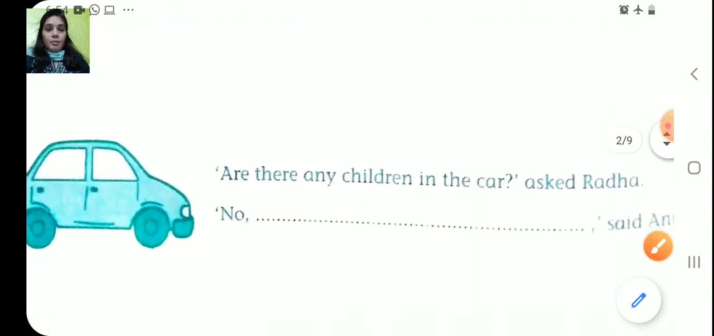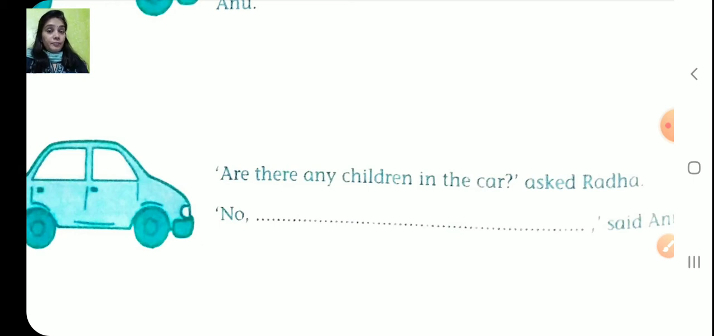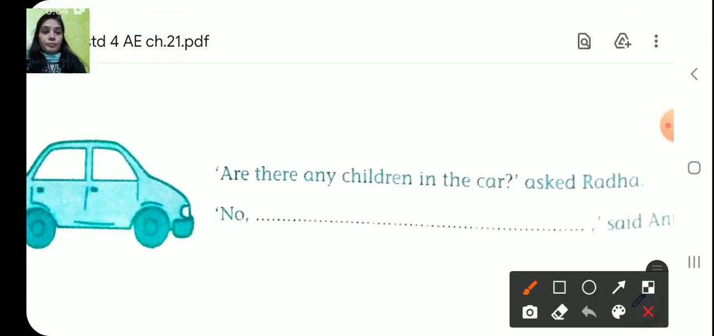Question number 4. Are there any children in the car now? asked Radha. So are there any children? No, no one is there. So what will you write? No. So here, are is there. No, there.